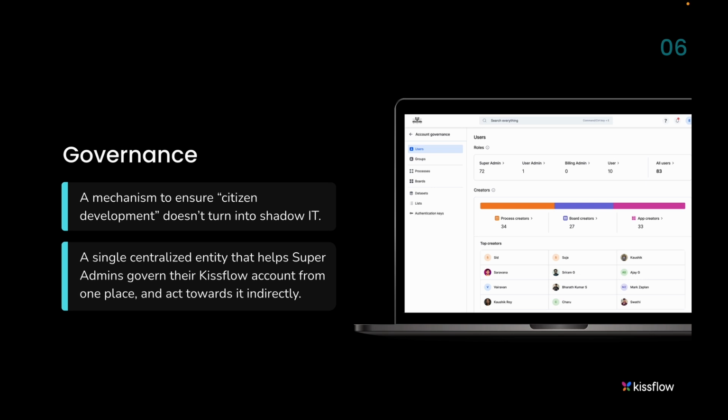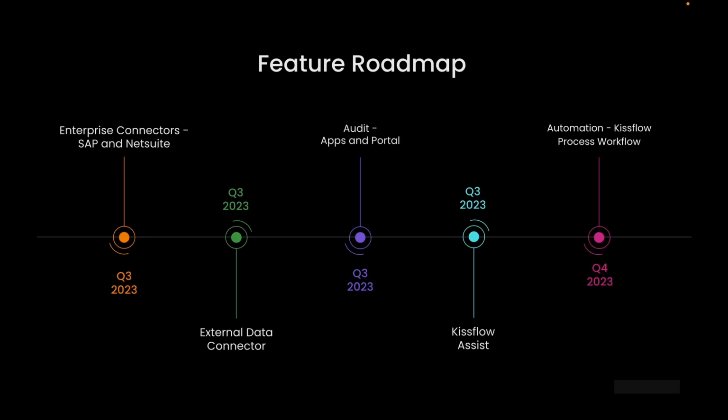And that's governance. Moving on to the final segment, which is an important segment in today's update, is the feature roadmap for the next couple of quarters. So to start with, we have enterprise connectors coming out soon for SAP and NetSuite. So if you're a user of this ERP and you've been struggling to connect Kissflow with SAP or NetSuite directly, well, we have a connector coming up, and this is going to make your life so much easier.